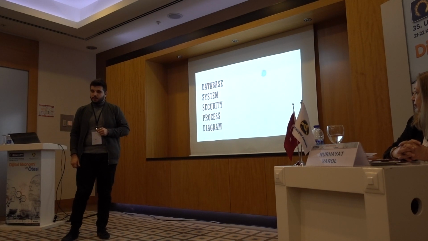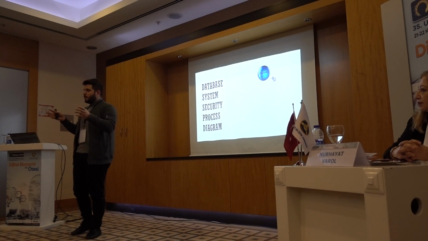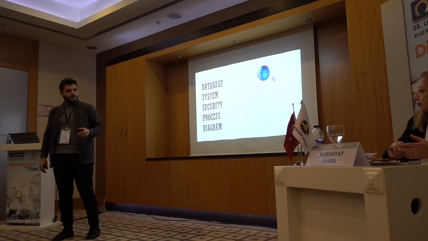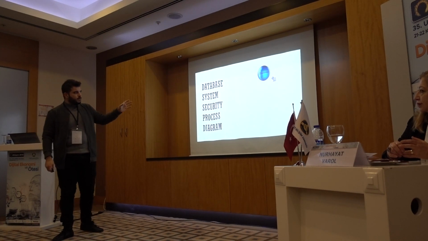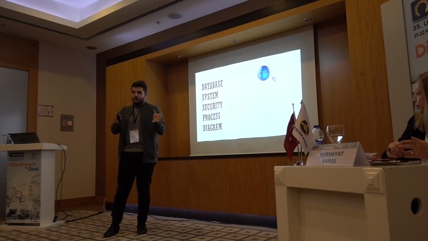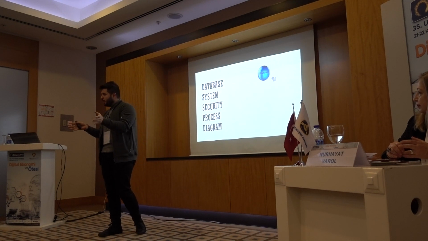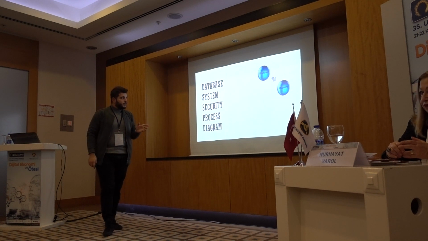Database system security process diagram. After we collect our data and gather all the information about the organization that we want to create a database for, the first thing the system security is going to do is to discover the data. Is this all the data that we collected, or does it have some other problems? The second point is classify.